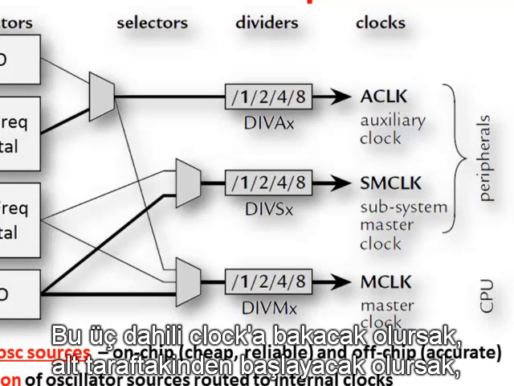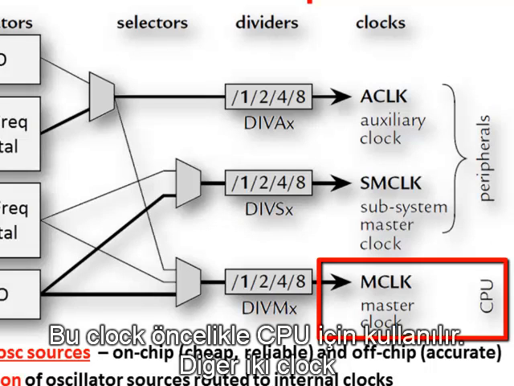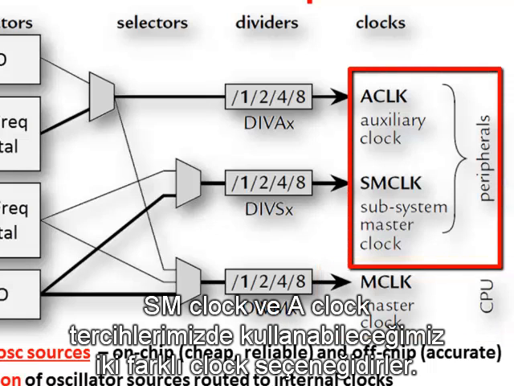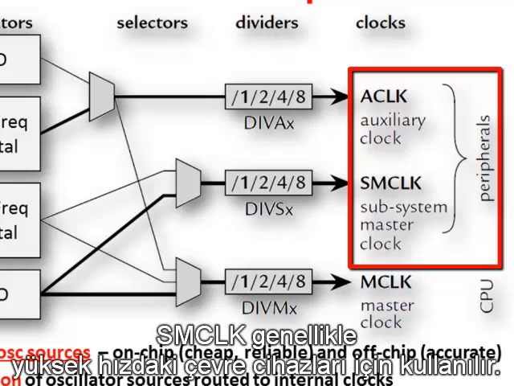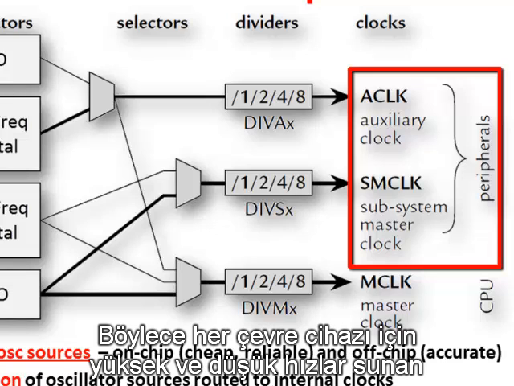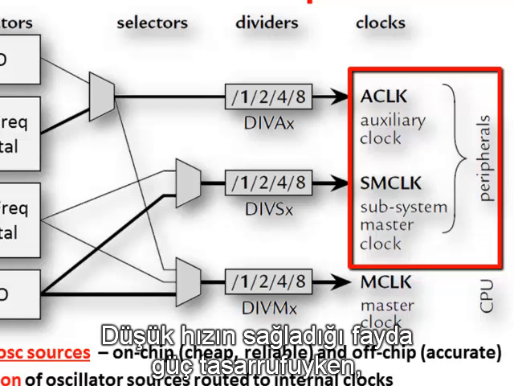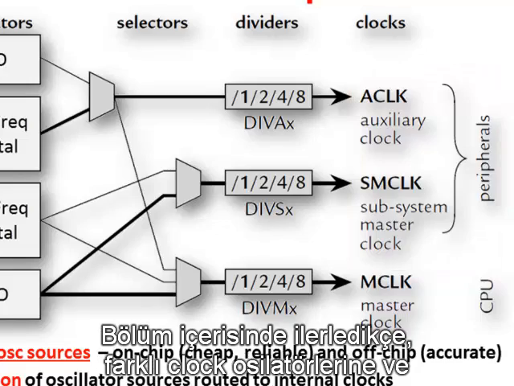Looking at these three internal clocks, starting from the bottom, let's look at M clock, or the master clock. This is primarily used to drive the CPU. The other two clocks, SM clock and A clock, are two different clock options that we can use for our peripherals. The SM clock is generally used as a high-speed clock for peripherals, while A clock is generally used as a low-speed clock for peripherals. That way, for each peripheral, you have a choice of running it at a higher speed or a lower speed. The advantages of lower speed being lower power, and I'm guessing you understand the advantages of higher speed.